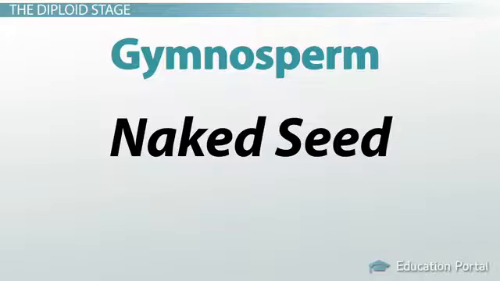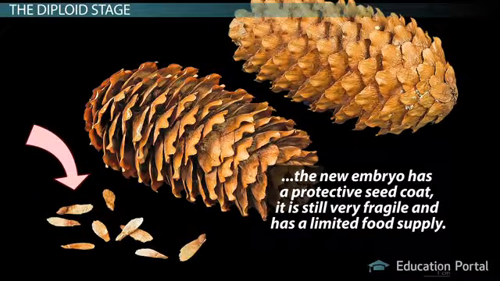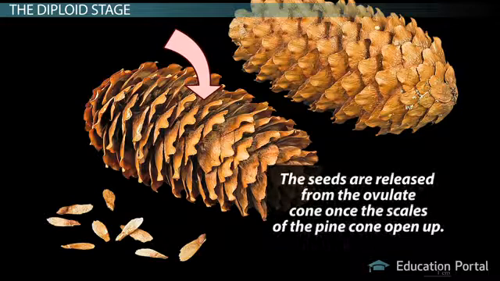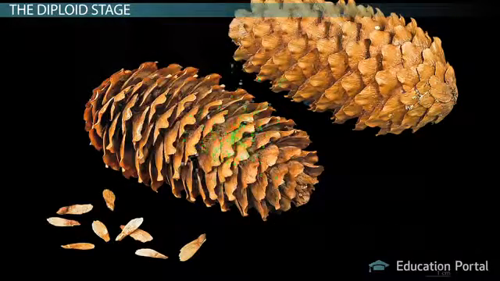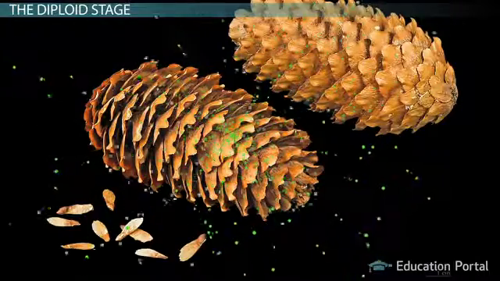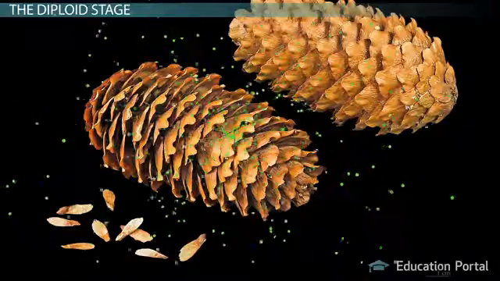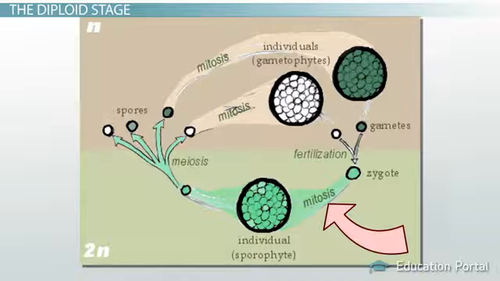Remember that gymnosperm means naked seed. This means that while the new embryo has a protective seed coat, it is still very fragile and has a limited food supply. The seeds are released from the ovulate cone once the scales of the pine cone open up. You may see individual seeds if you have ever taken a pine cone apart or even accidentally stepped on one. Generally, these small seeds will be spread by the wind. Like with the pollen, hopefully the seed will land in a good location so that it can develop into a mature plant.